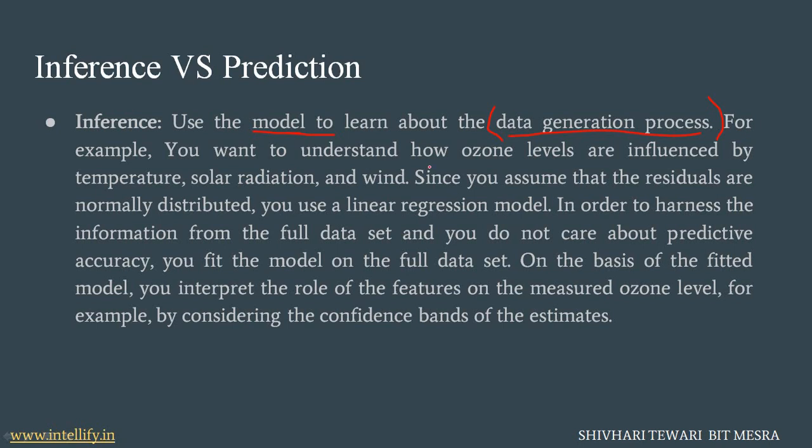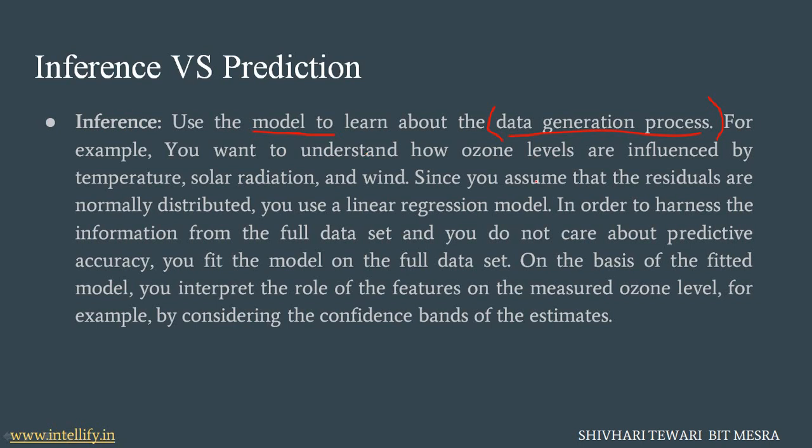Like, you want to understand how ozone levels are influenced by temperature, solar radiation and wind. Now you assume that the residuals are normally distributed and you use a linear regression model in order to harness the information from the full data set, and you do not care about predictive accuracy. Now you fit the model on that data set. On the basis of the fitted model, you interpret the role of the features on the measured ozone level, for example, by considering the confidence bands of the estimates.